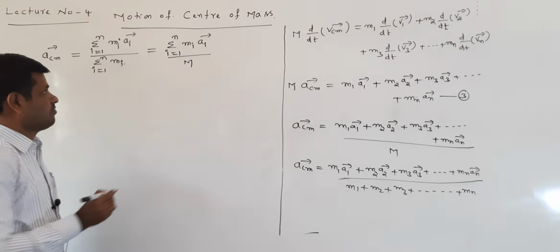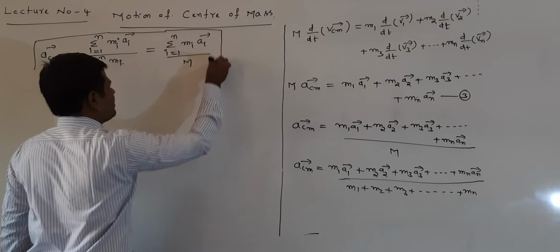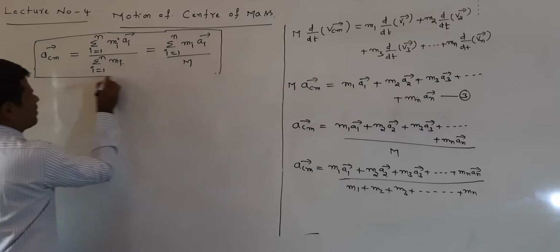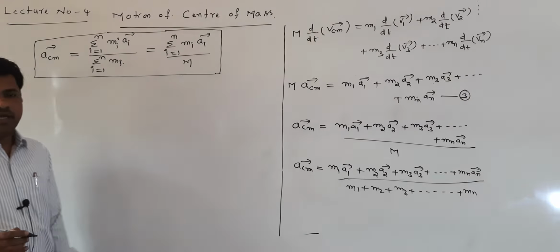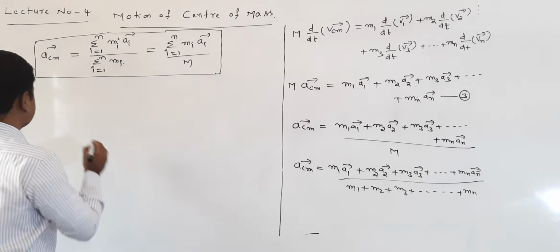Now sigma i equals 1 to n mi ai bar by M, where M is called the total mass of the system. This is another way of representing the acceleration of the center of mass. Okay, acceleration of the center of mass. Now next we can take from equation 3.